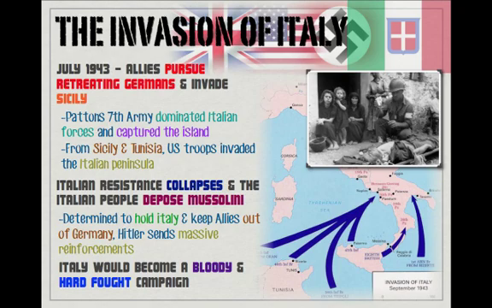So Hitler is determined to hold Italy. He doesn't want to see it liberated like North Africa, and he wants to keep the Allies out of Germany. So Hitler sends massive reinforcements to Italy to prevent this from happening, and so this Italian campaign becomes a bloody and hard-fought battle.